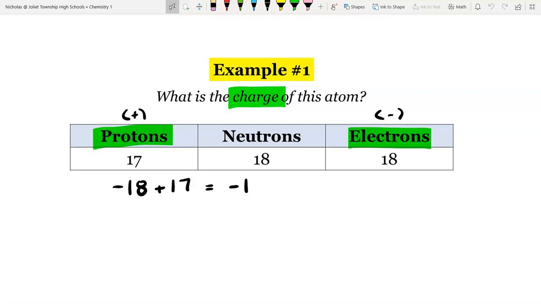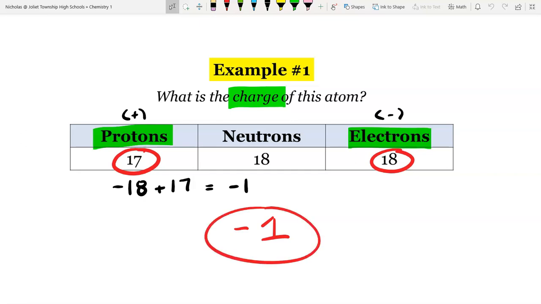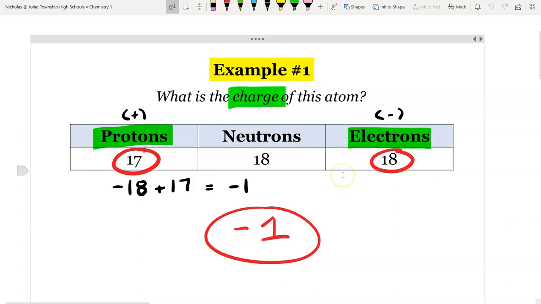Another way that I like to do this is I like to just look at the two numbers. So 17 protons, 18 electrons. There are more electrons than protons. There's one more electron than protons. And remember, electrons have a negative charge, so because there's more electrons, they win, and the overall charge is negative 1. So there are two different ways you can work these out. Let's look at the next one.